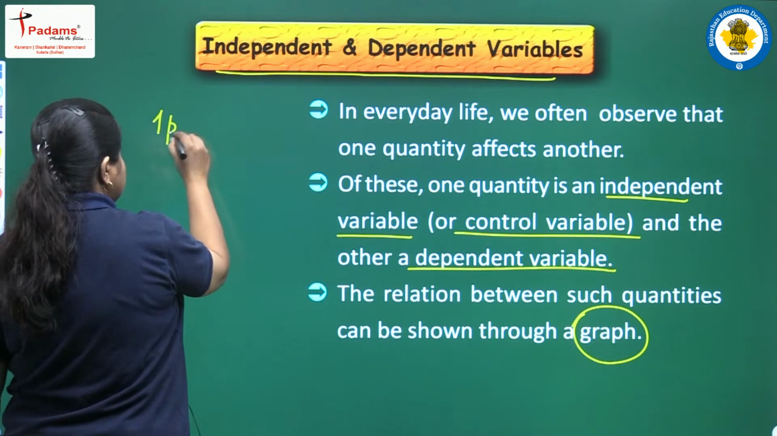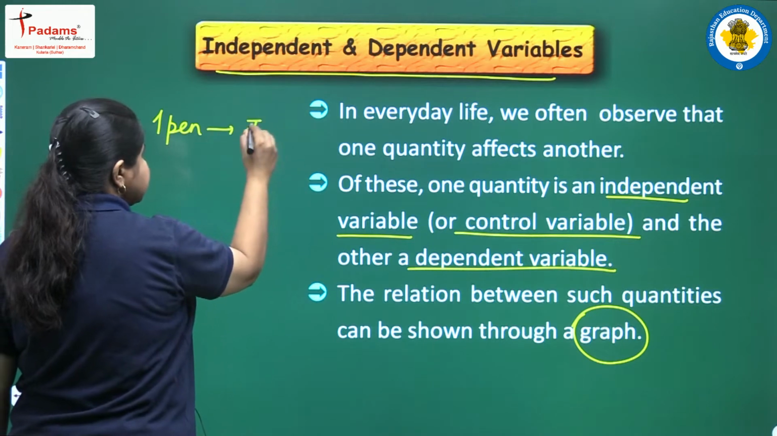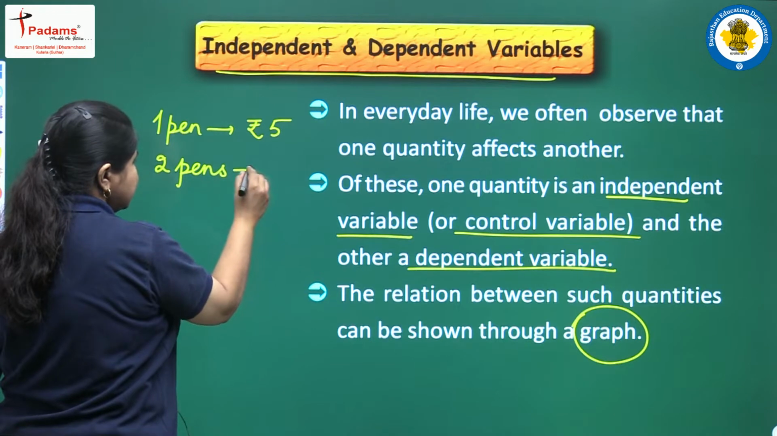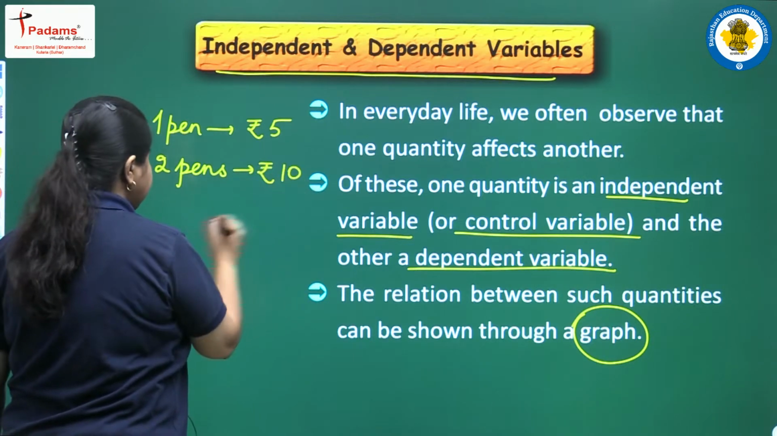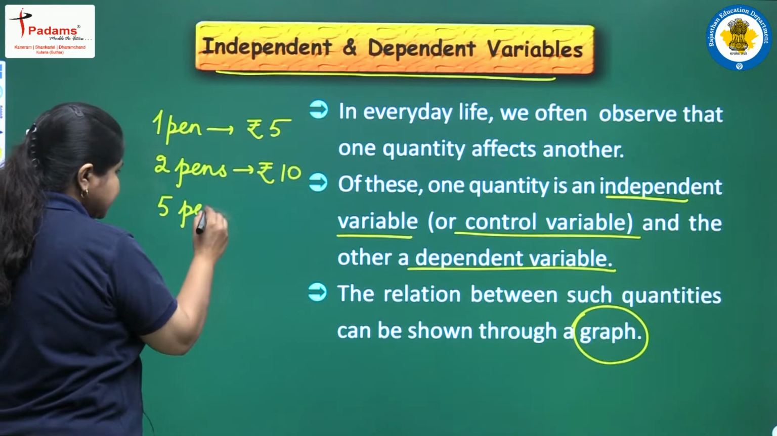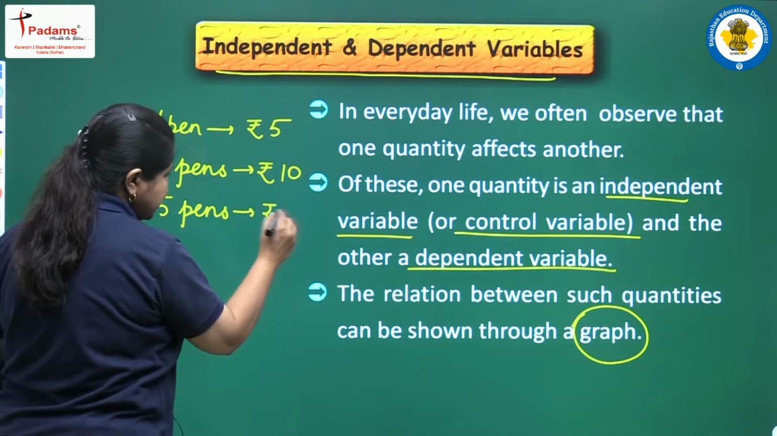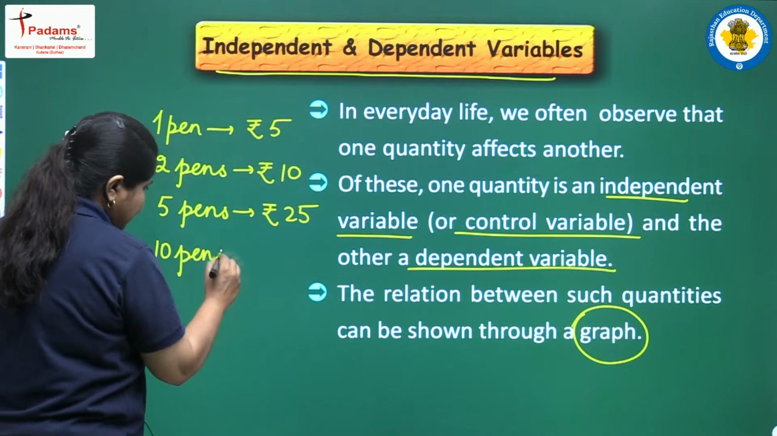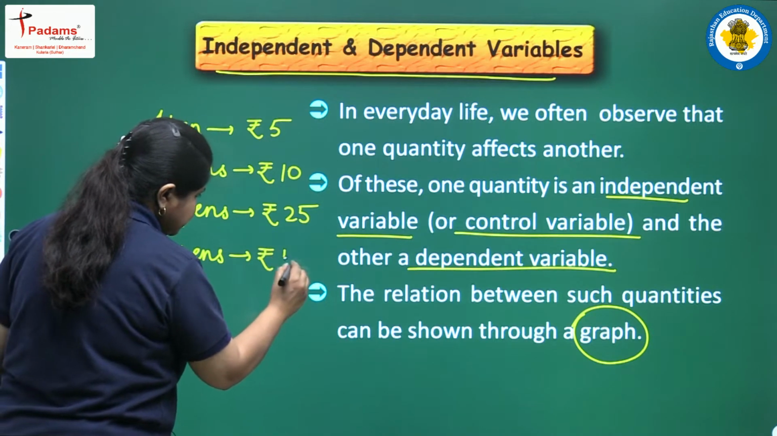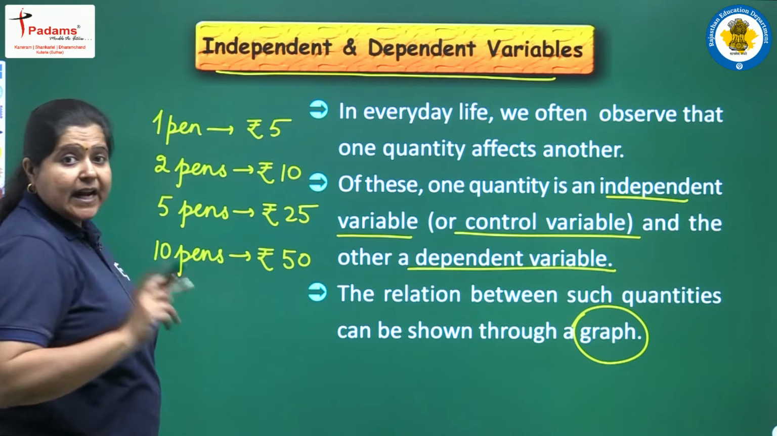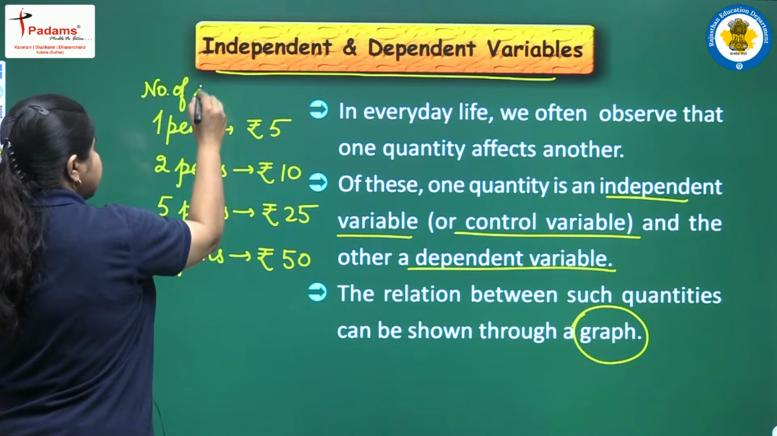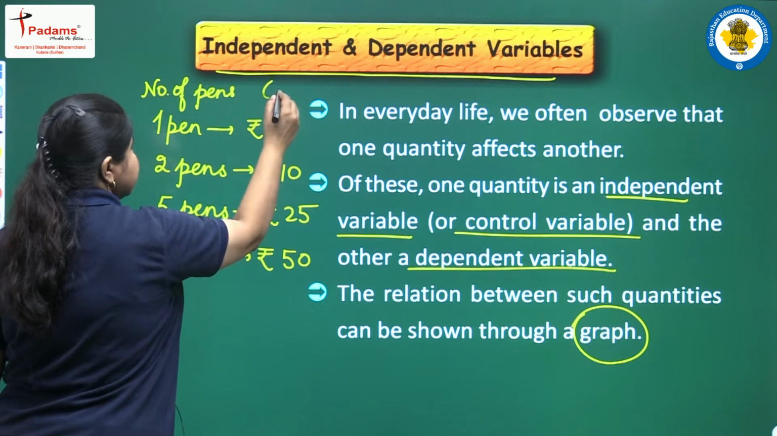Suppose that the cost of 1 pen is rupees 5. Then obviously the cost of 2 pens, it will be rupees 10. If I now think of purchasing 5 pens, then I will have to pay rupees 25. But if I now think of purchasing 10 pens, then obviously I will have to pay rupees 50. And now here there are two quantities. The first quantity is the number of pens and the second quantity is their cost.